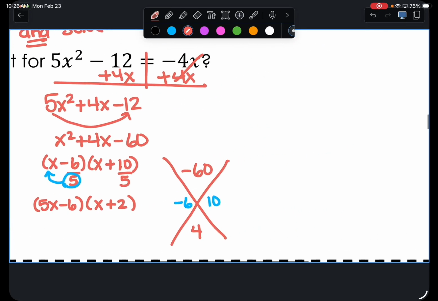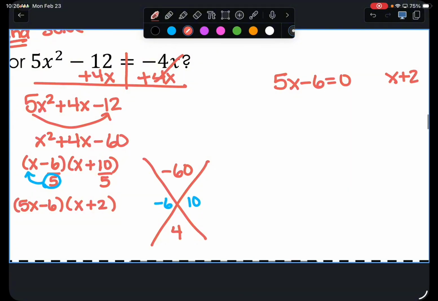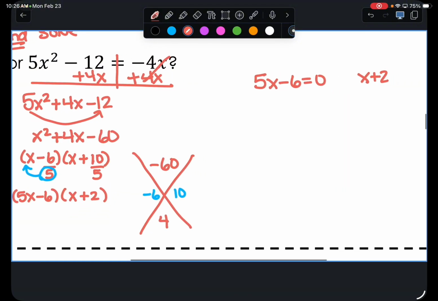Now that's just the factoring part. They want us to factor and solve. So create an equation from each. 5x minus 6 equals 0. X plus 2 equals 0.